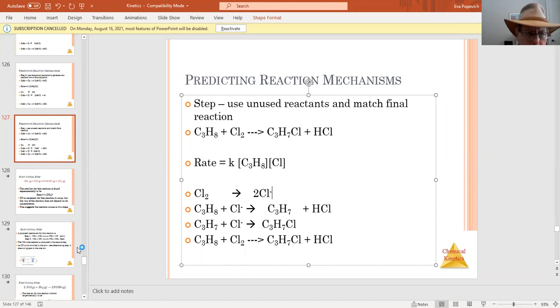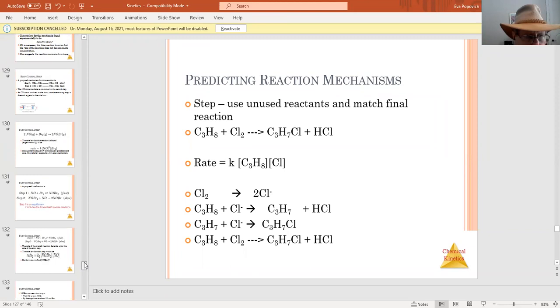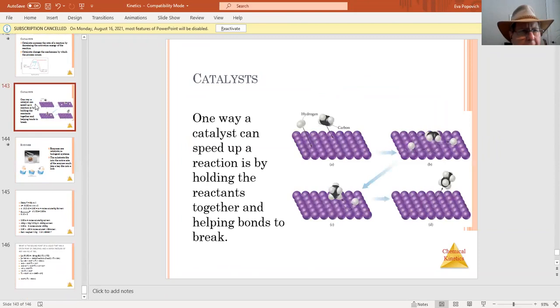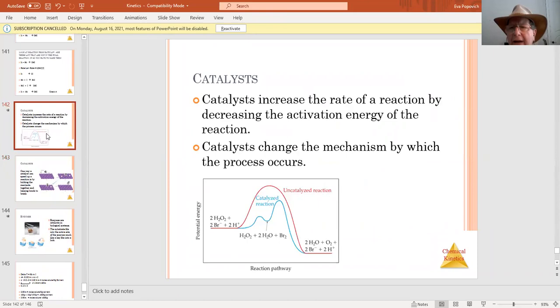Last thing I've got to talk about in kinetics, then we can go on to a test review. Last thing I need to talk about is catalysts. I said there were three things that affected reaction rates. Anybody remember what the first two were?